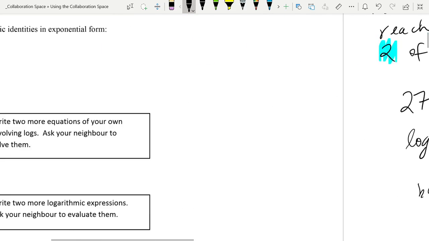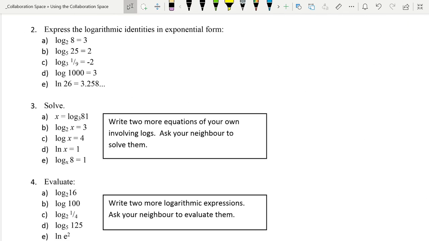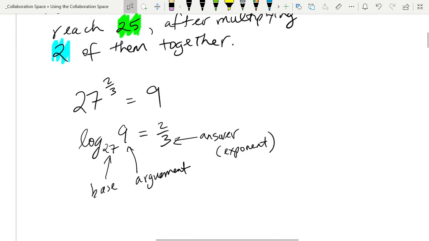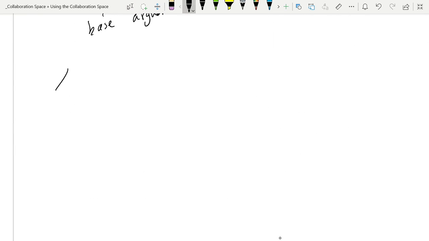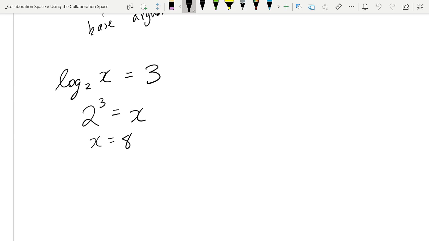Like, for example, there's some on this page. I'm going to look at 3b. Log to the base 2 of x equals 3. Right? So how do I solve that? How do I figure out what x is? Well, let's put that into the exponential form. 2 is my base, 3 is my exponent, x is my argument. So basically, no problem, x is 8. Okay, so that's one type of question.